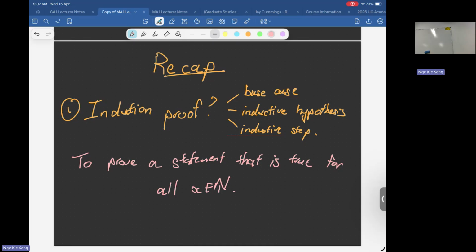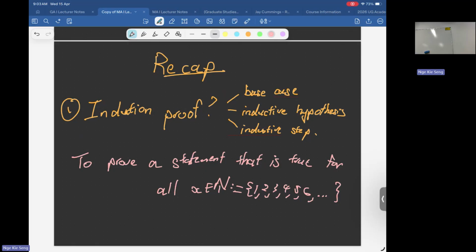N is what? You remember? In this class, you have to remember what's N. Natural number. 1, 2, 3, 4, 5. If you want to prove one by one, how many you need to prove? Infinitely many. So how do you settle infinitely many cases? So we use these three steps to settle the infinitely many cases, right?